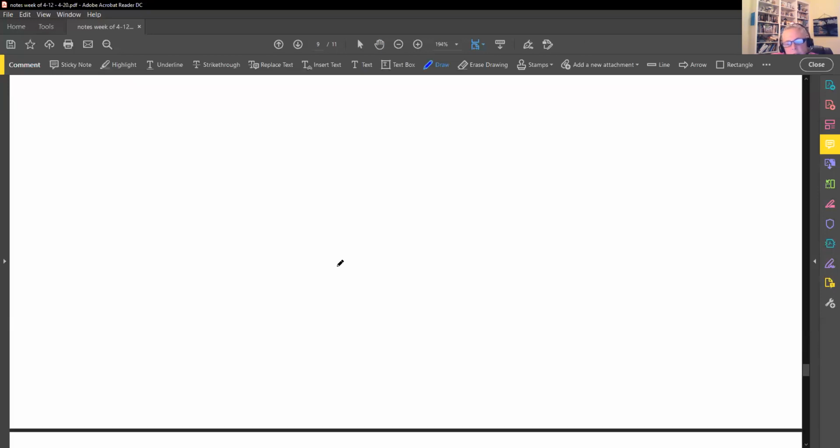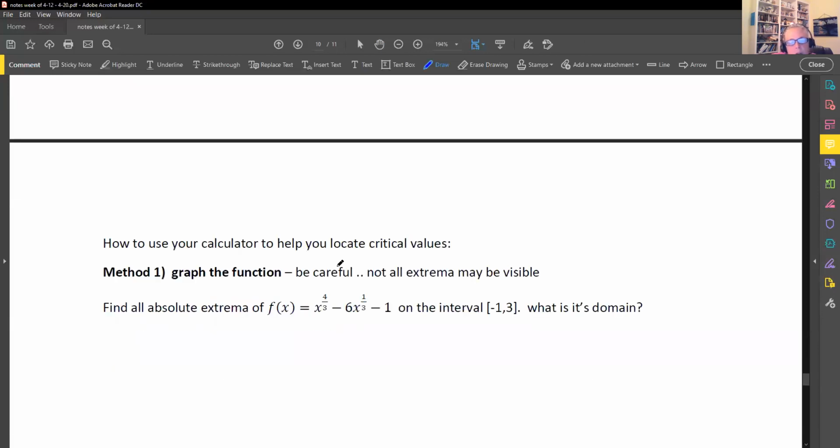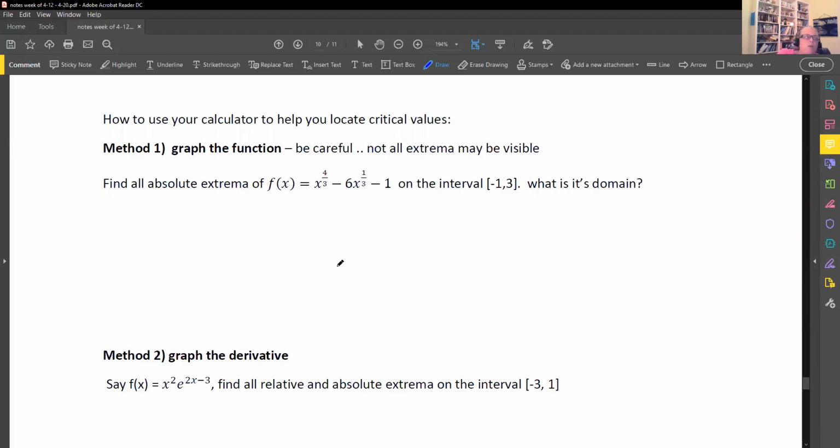One of the things I wanted to just finish off with is, you can use your calculator to help you locate critical values and things like that. So first thing you can do obviously is graph the function. I mean, you're not going to get any calculus points on this, but you can check and see that what you got matches with what you're seeing or what the calculus is teaching you. So you can just graph the function x to the 4/3 minus 6x to the 1/3.